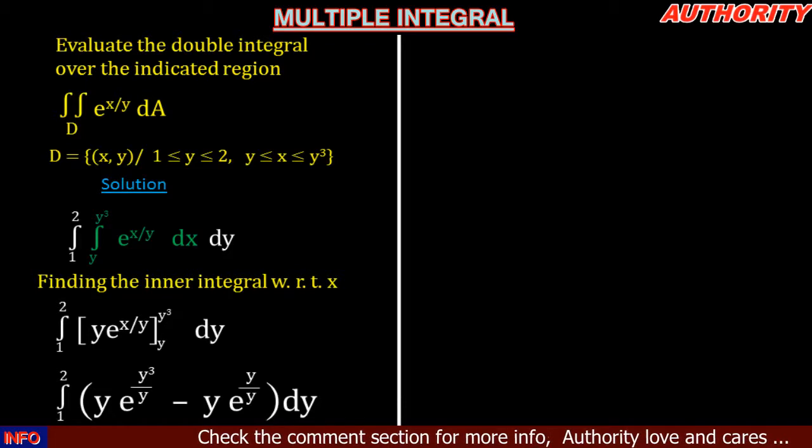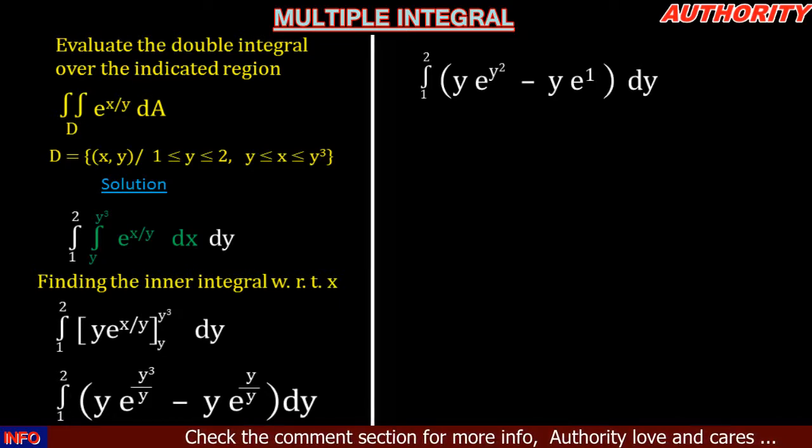Then we have dy. So here when we say y cube all over y, it's going to give us y squared. And when we say y all over y, it's going to give us 1. Okay, so that means here we have the integral from 1 to 2 of ye raised to power y squared minus ye, all in bracket, dy. Is that clear? So here we have integrated the first part, and this is what we have. We have integrated the inner part. This is what we have. Now let's go further and integrate the outer part.